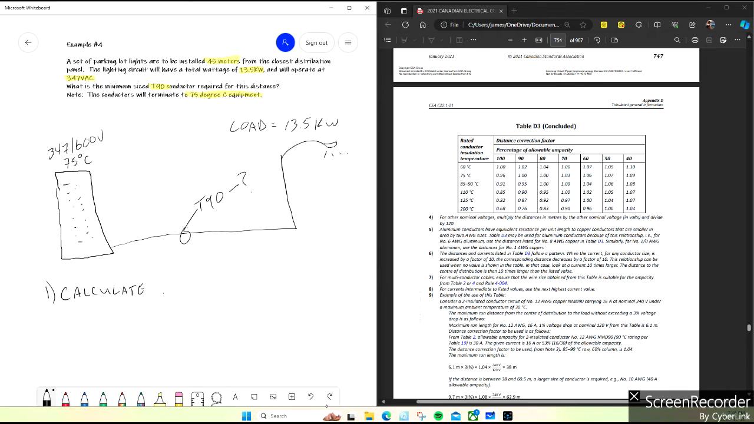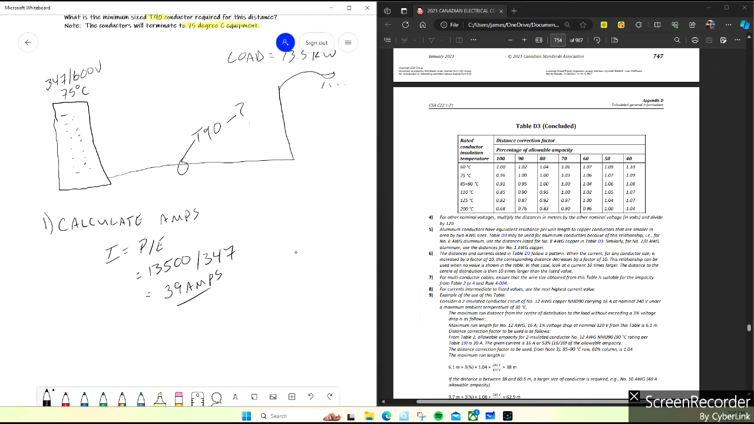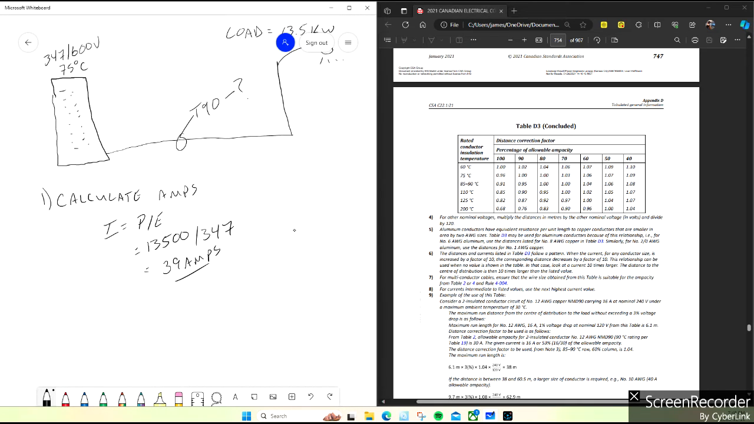calculate the amps. You should know Ohm's law by now. Basically, current equals P divided by E. Plug in your numbers, 13,500 divided by the voltage, and you should get 39 amps. Now we know our load. Okay? So 39 amps. Second step, we have to select the conductor, because that's really what the question was.